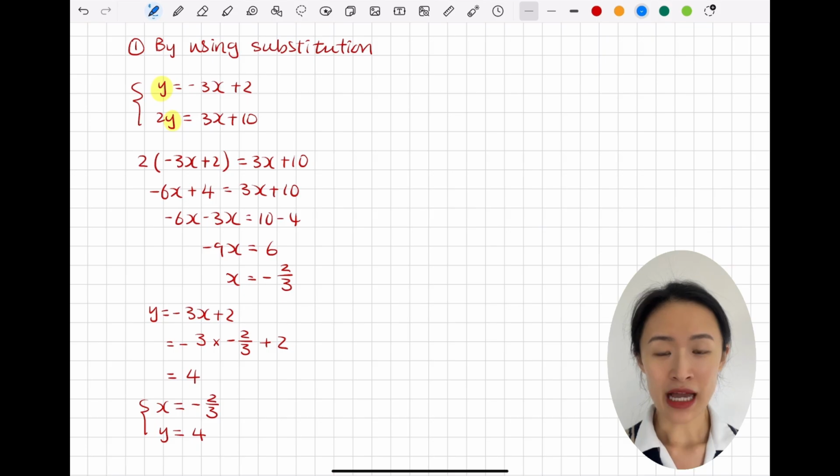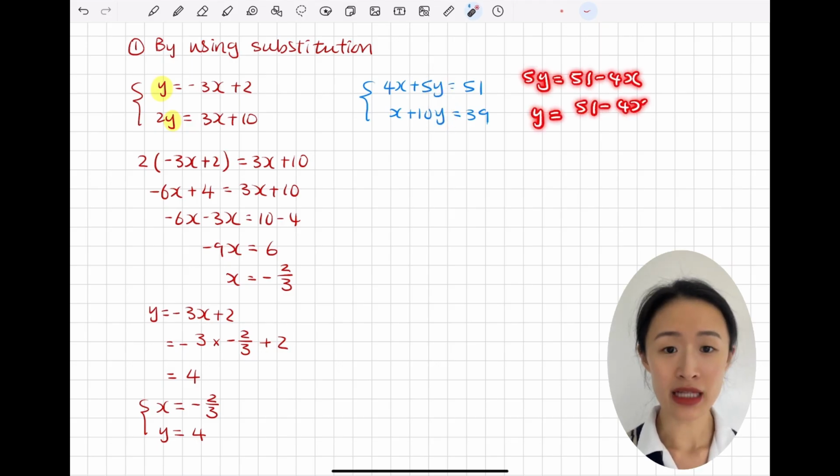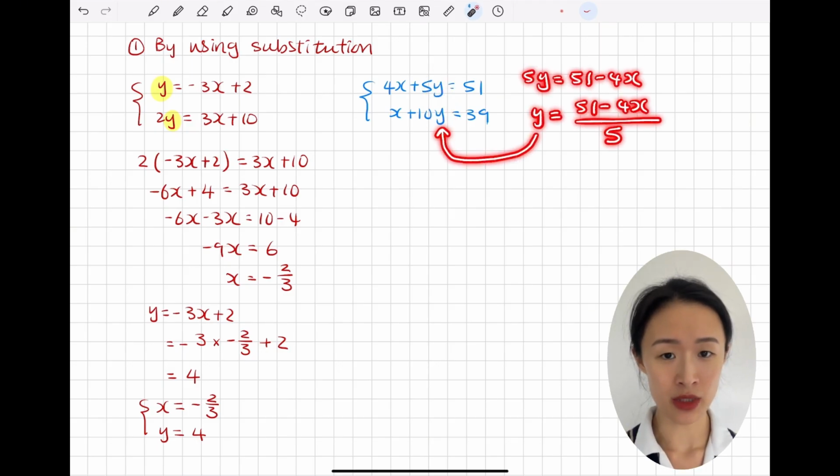With this question, I have 4x plus 5y equals 51, and I also have x plus 10y equals 39. As we mentioned before, the first y is the same as the second y. So does it mean that I have to rearrange my first equation to make y equals 51 take away 4x over 5, and then substitute into the second equation? Now, as you can see, that y expression is so complicated. I want to make it easy.